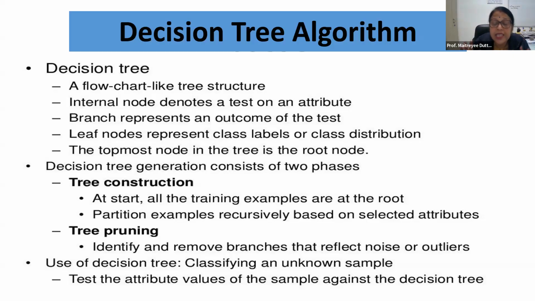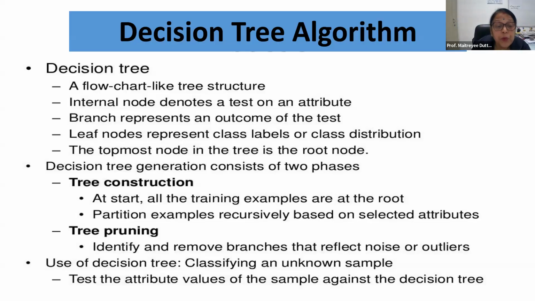Now whenever we want to construct the tree, first of all we start with the root. That means all the training data set, training examples, will be in the root. And after that we will separate the training data into the different branches with the help of the selected attributes, right?